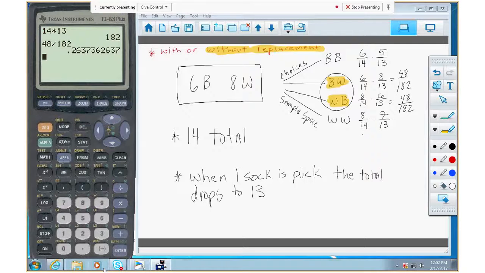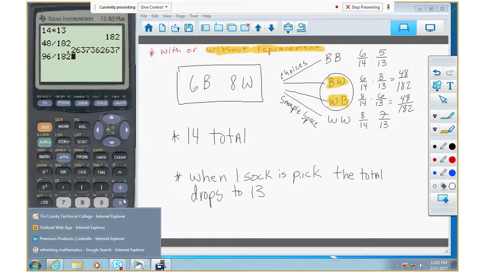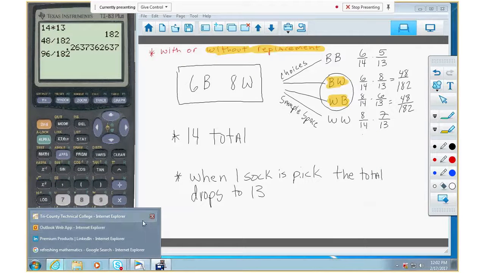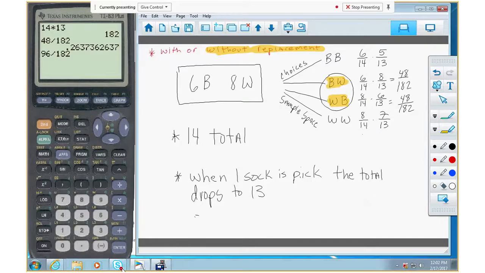Now, if they're asking you to add those two, and that depends on the question, then you would get 96 out of 182, and that would come out to be 0.53. So it depends on what the question's asking.